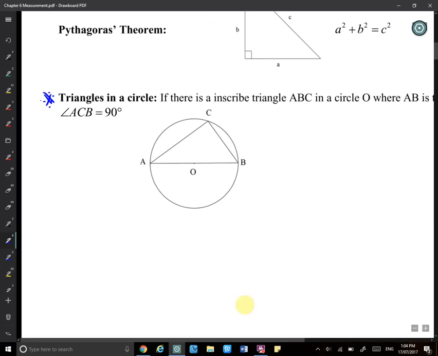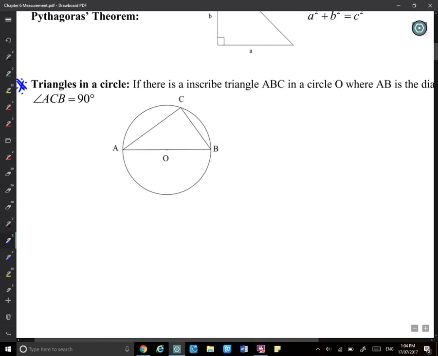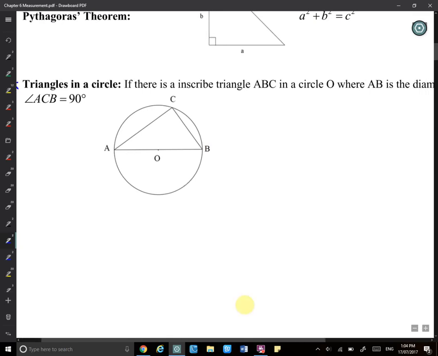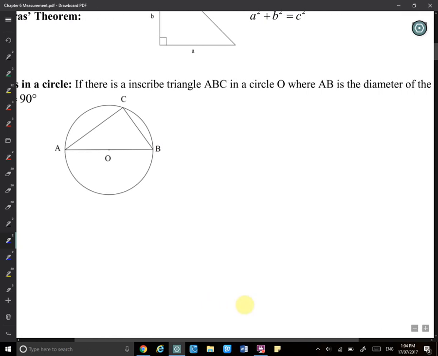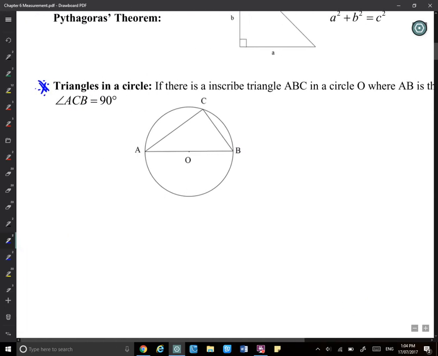So triangles in a circle. If there is an inscribed triangle ABC in a circle O where AB is the diameter, then angle ACB must be 90 degrees. Oh, we have done this before. Because this angle is 180.